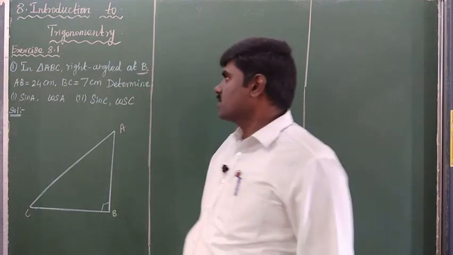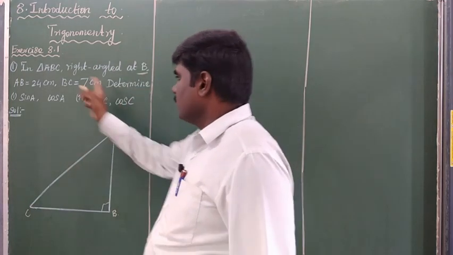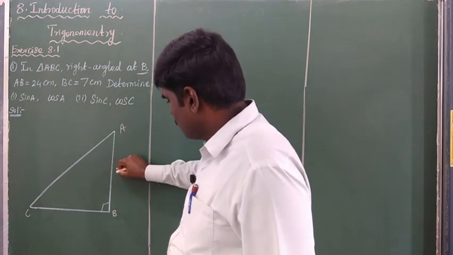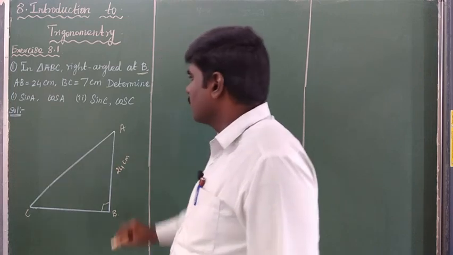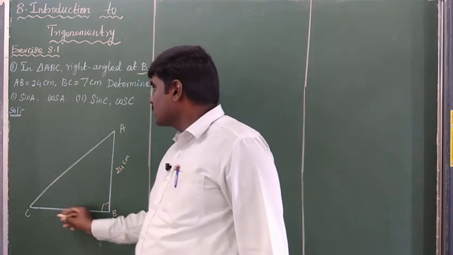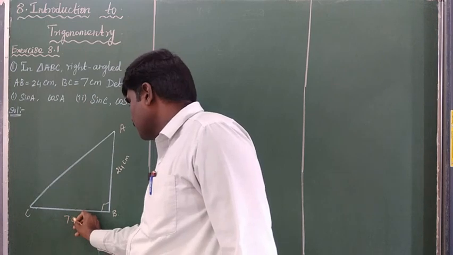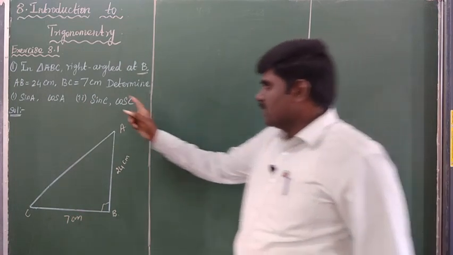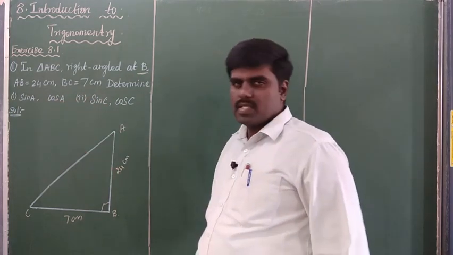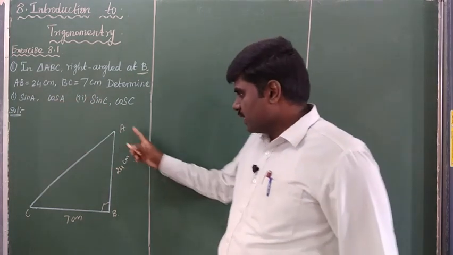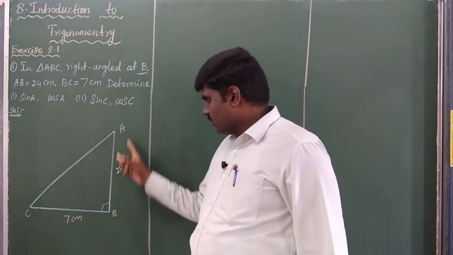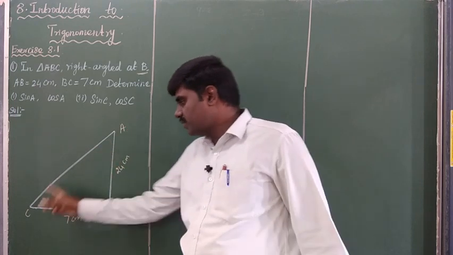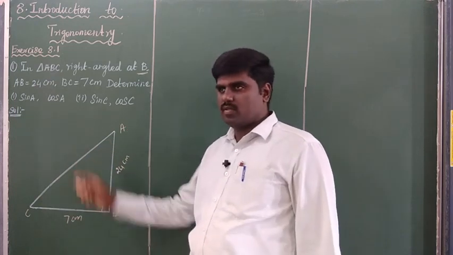What data are given? AB is equal to 24 centimeters, and BC is equal to 7 centimeters. Determine sin A and cos A. In triangle ABC we know the AB side and the BC side, but first you will find the unknown side AC, that means the hypotenuse.